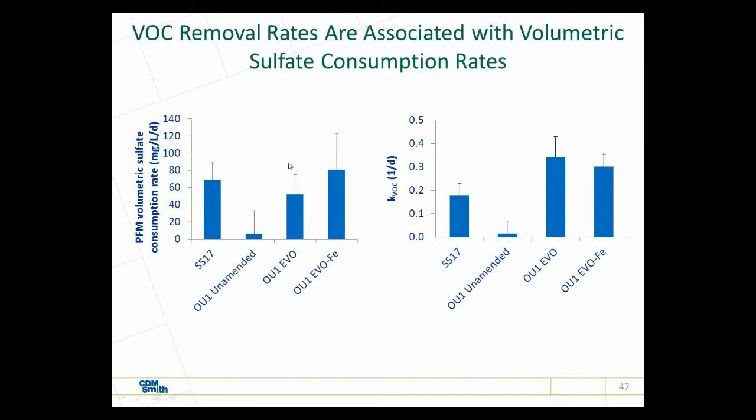What is also worth pointing out is that this association somewhat correlates with the first order rates for VOC removal in 1 per day. We're getting low rates of total VOC removal in the unamended biowall compared to these other biowalls. So this volumetric sulfate consumption rate and the sulfide concentrations are key to the performance. And we also saw ORP was related to this too. When you had a high sulfide, you had much lower ORP, indicating that having a really low ORP isn't always a good thing.